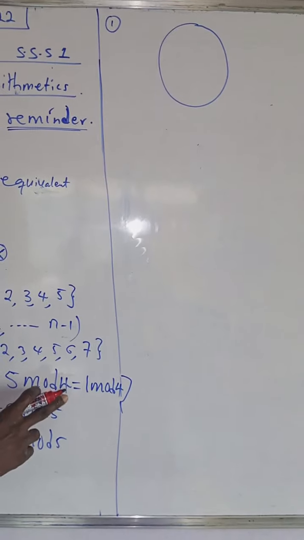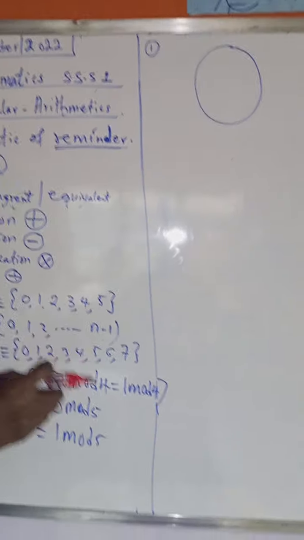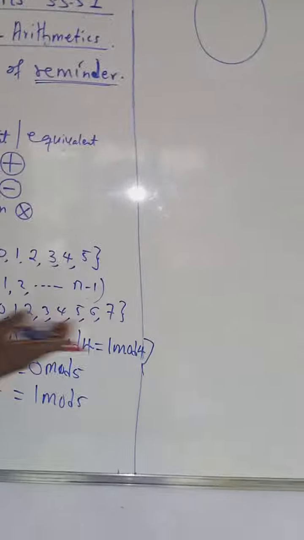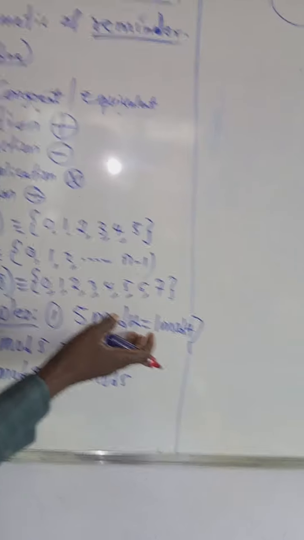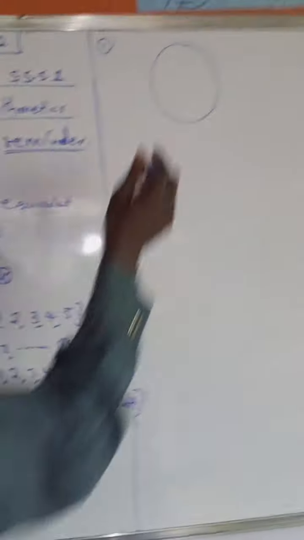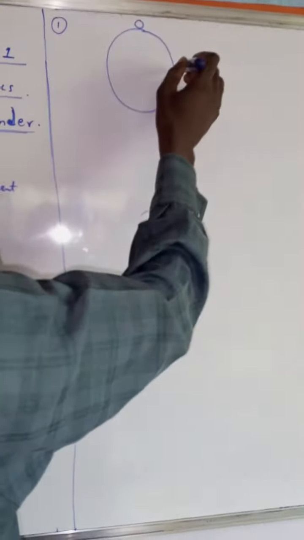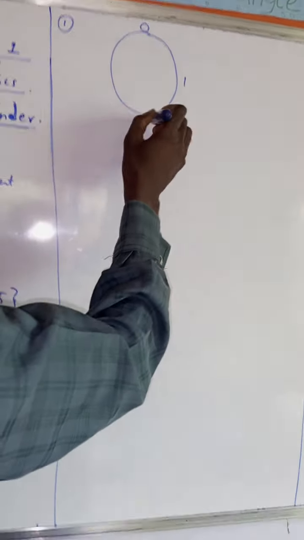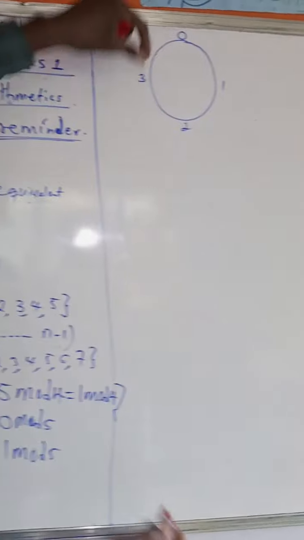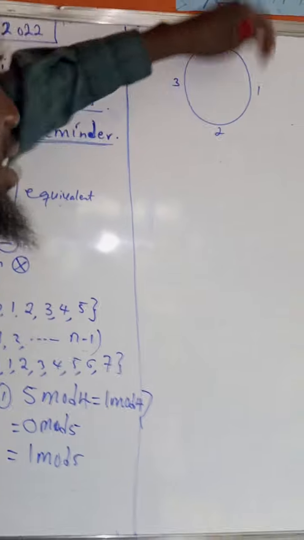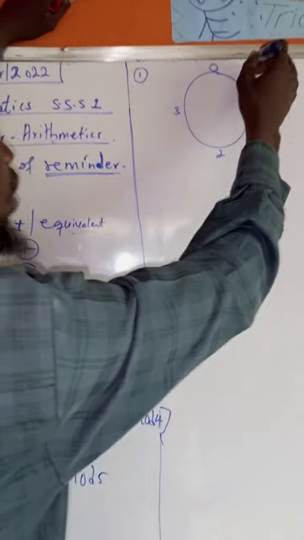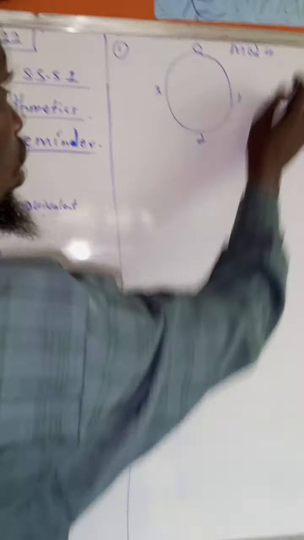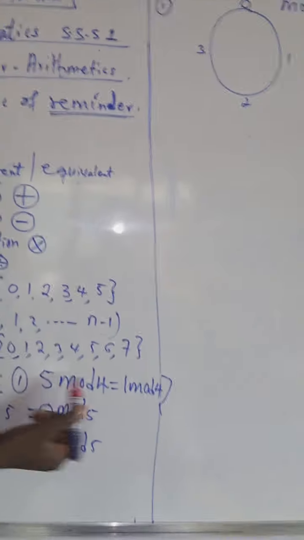I know when they say mod 4, I must not exceed the remainders I will have there. It will be 3. So I'll start from 0, 1, 2, 3. Stopping at 3 here tells me that this clock is for mod 4. Now they say 5 mod 4.